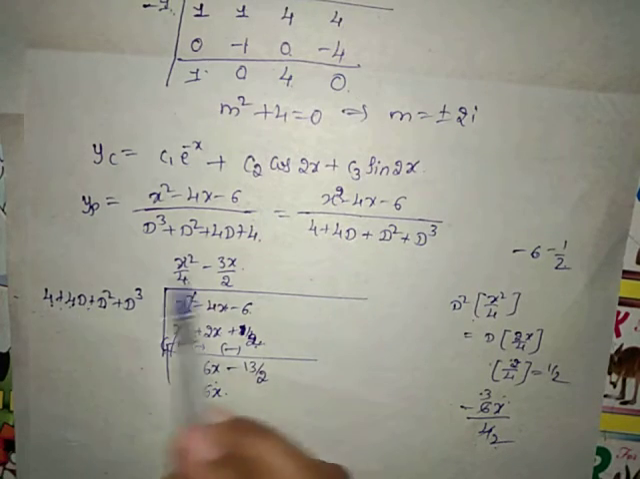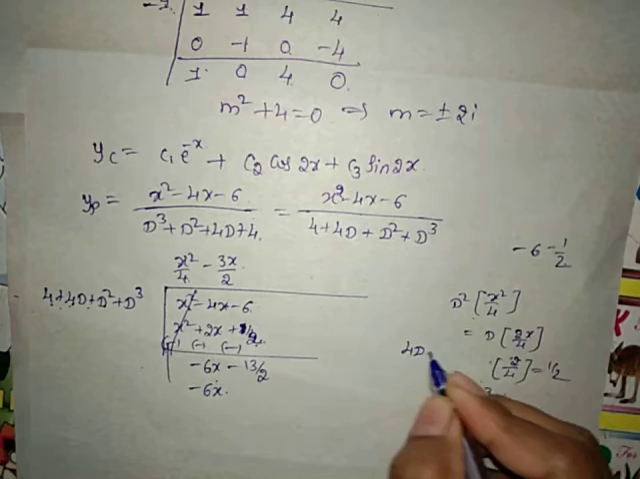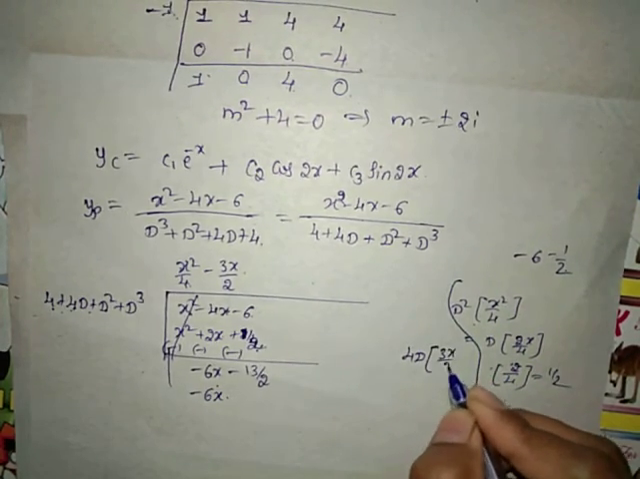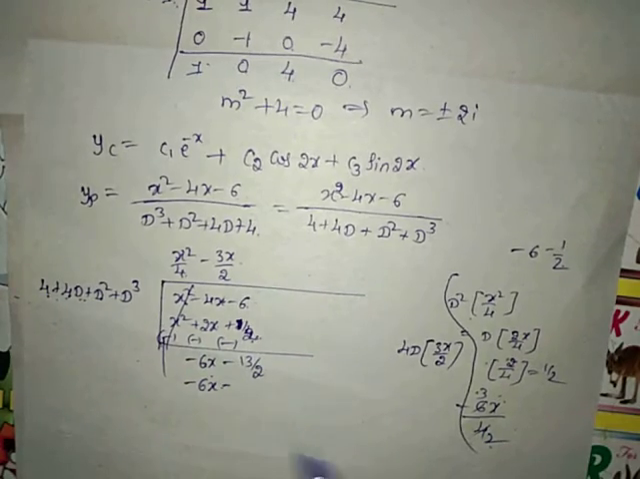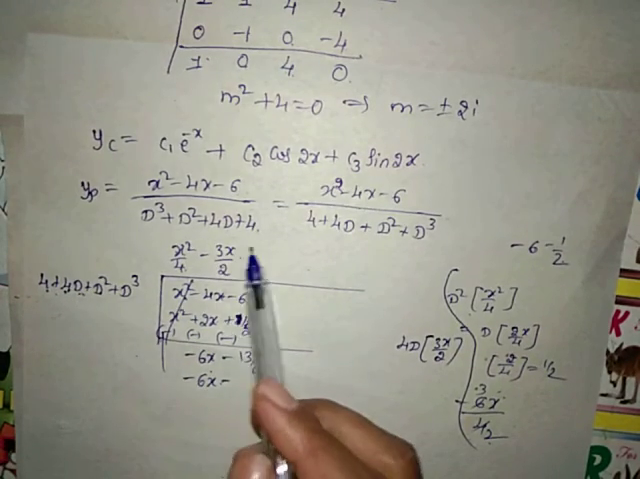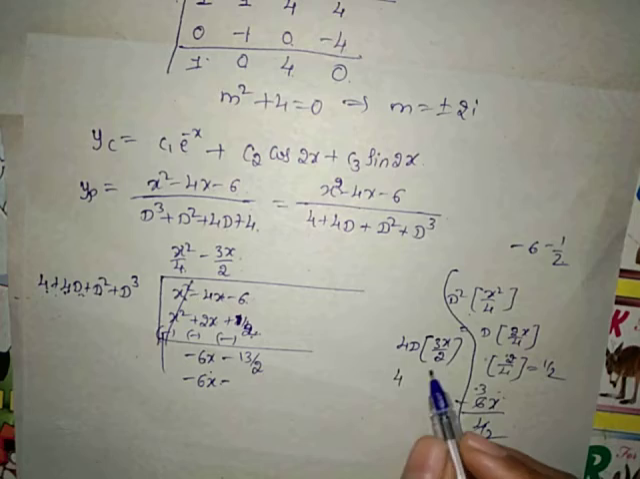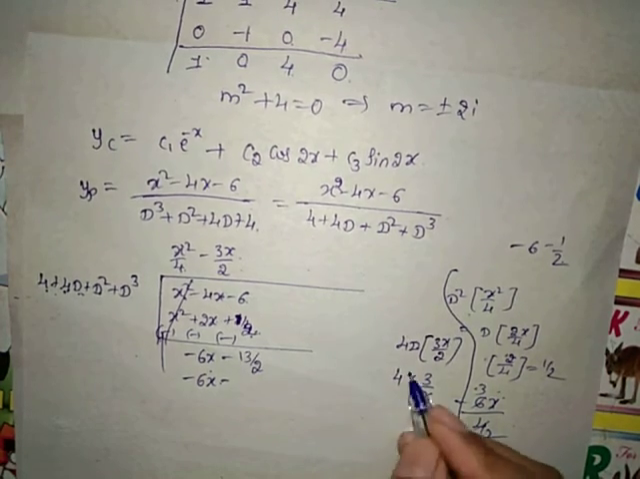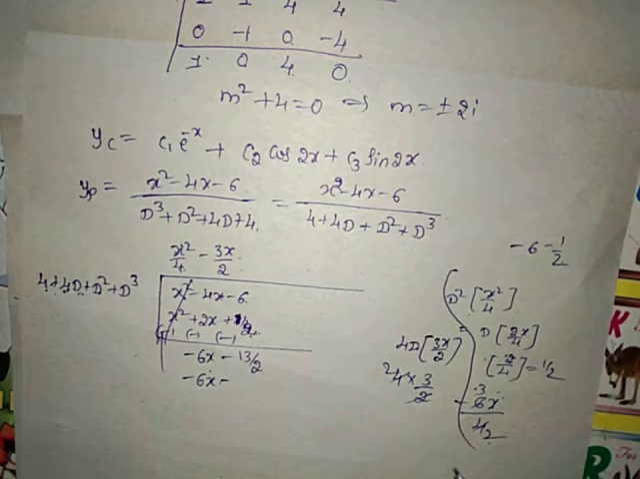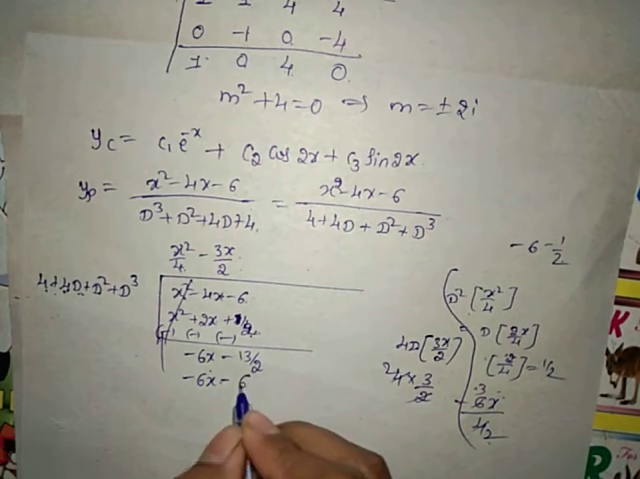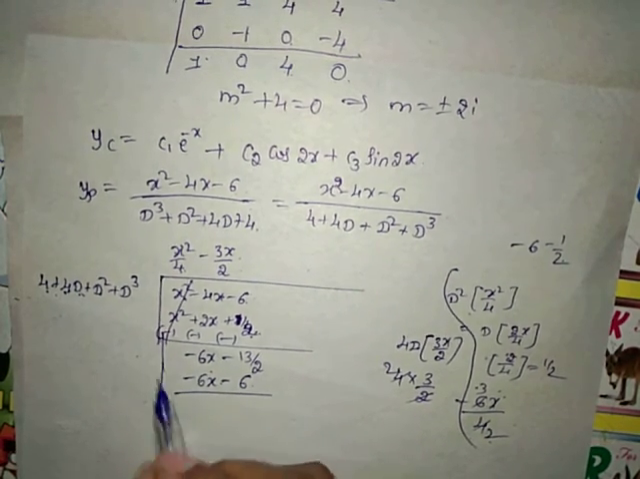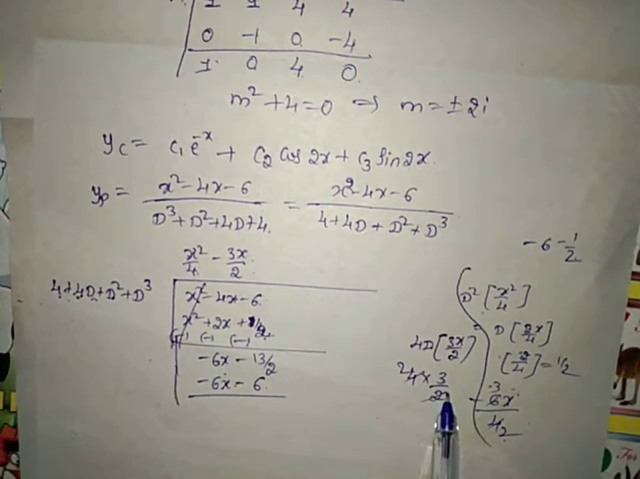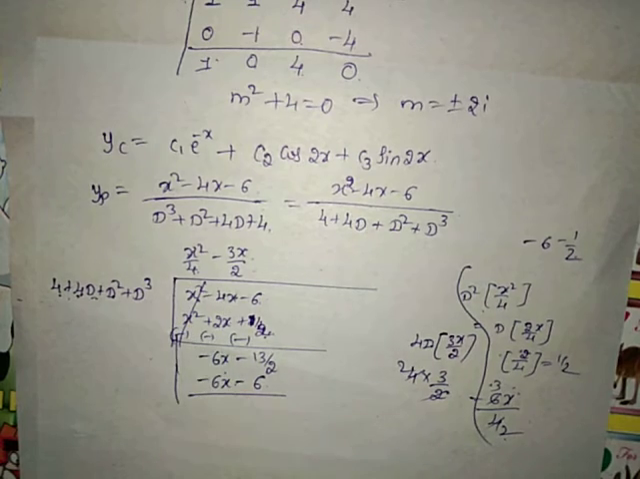4 into the derivative of minus 3x by 2. 4 into the derivative of 3x is 3, divided by 2. 2 1s are 2, 2 2s are 4. So 3 into 2, minus 6. The second derivative is 0 because the first derivative is already the constant 3, so the second derivative is automatically 0 and similarly the third derivative also.